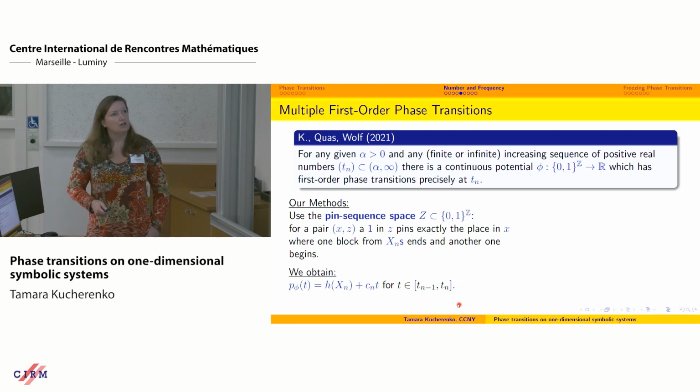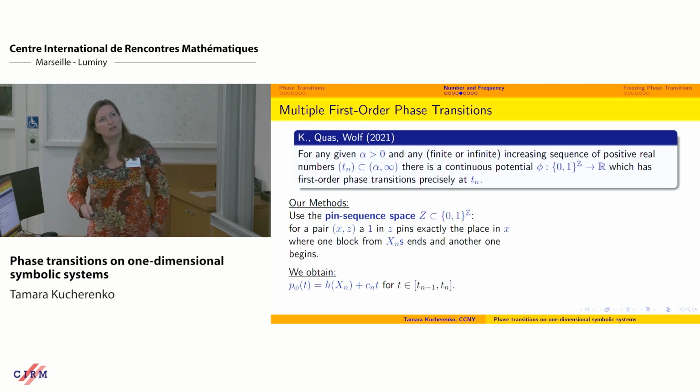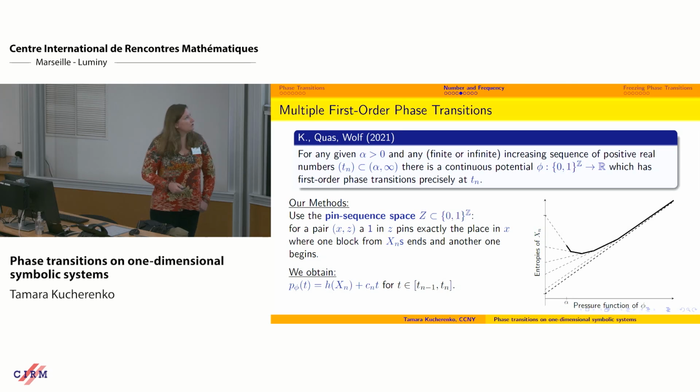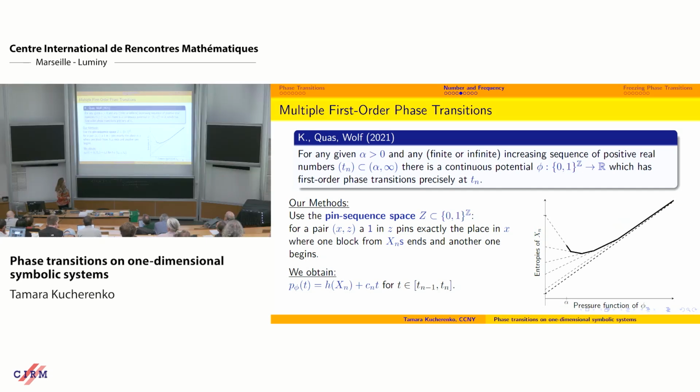So on each of those intervals, it's going to be a line with the slope Cn and intercept the entropy of my shift. And I made a picture here of it. So you see the entropies of the shifts Xn here, and this is sort of your pressure function. It might have a freezing phase transition here if my Tn's, for example, converge to some point T, or if there are finitely many of them, or it can kind of continue like this, going to this asymptote. Okay.